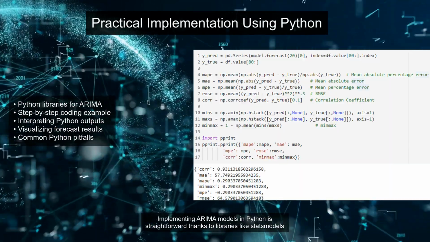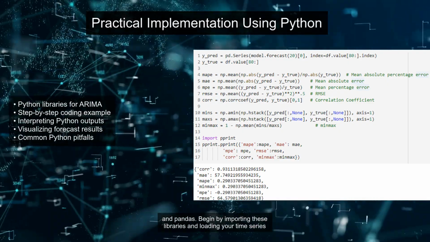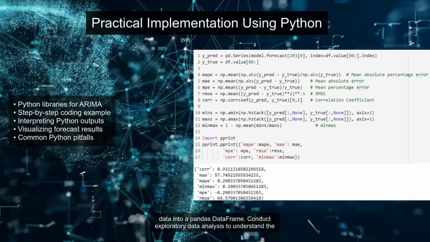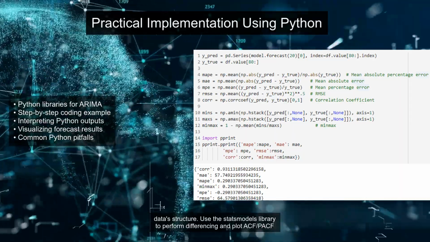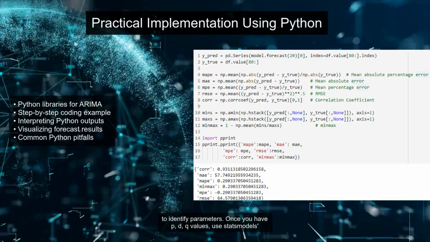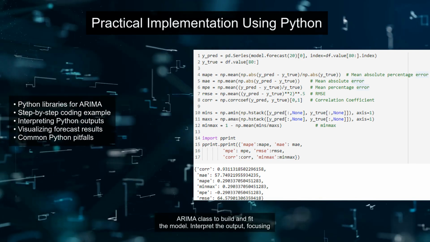Implementing ARIMA models in Python is straightforward, thanks to libraries like statsmodels and pandas. Begin by importing these libraries and loading your time series data into a pandas data frame. Conduct exploratory data analysis to understand the data structure. Use the statsmodels library to perform differencing and plot ACF/PACF to identify parameters. Once you have p, d, q values, use the statsmodels ARIMA class to build and fit the model.